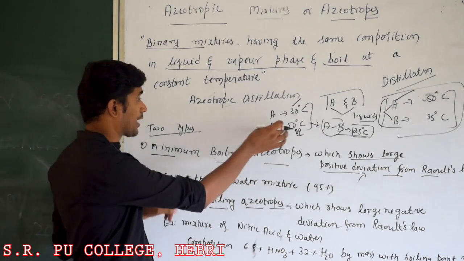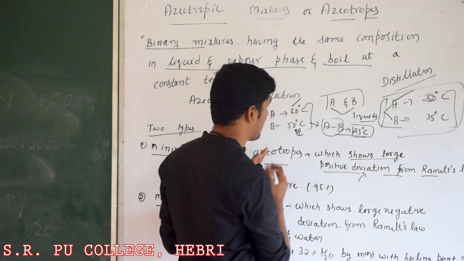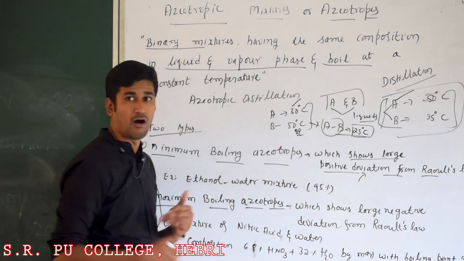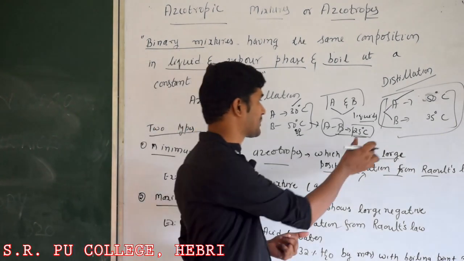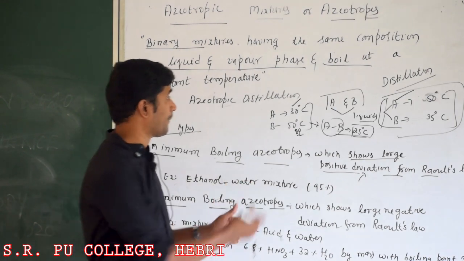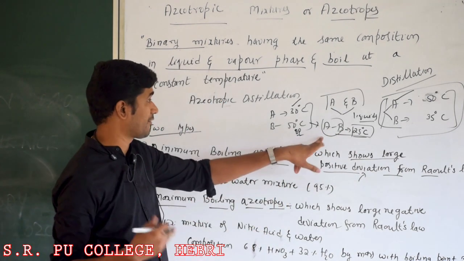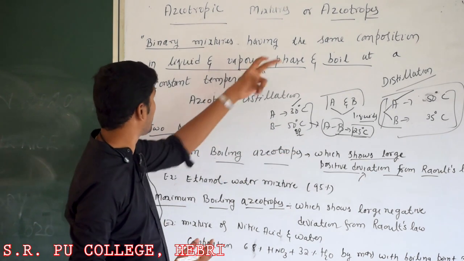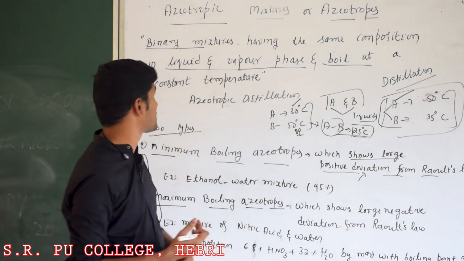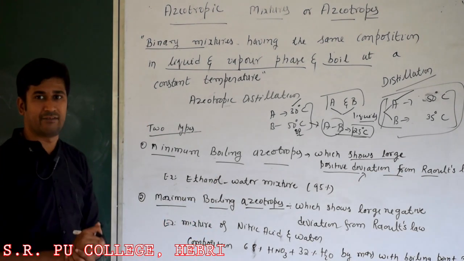Separation of these two components becomes difficult because both components, at a certain composition or concentration, start boiling at a constant temperature of 25 degrees Celsius. Both will boil at this same temperature. A and B boil at 25 degrees Celsius. That's why they have the same composition in the liquid and vapor phase, and separation becomes difficult.